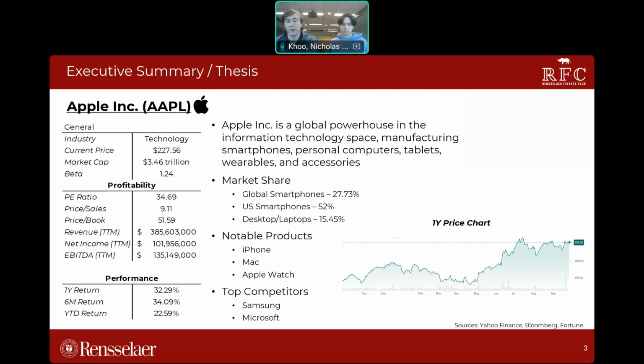So this slide should be pretty simple for everyone to make. All this data is very widely available to anybody. You can find it on Yahoo Finance, on Bloomberg, on the Wall Street Journal. Should be very, very available to everybody.